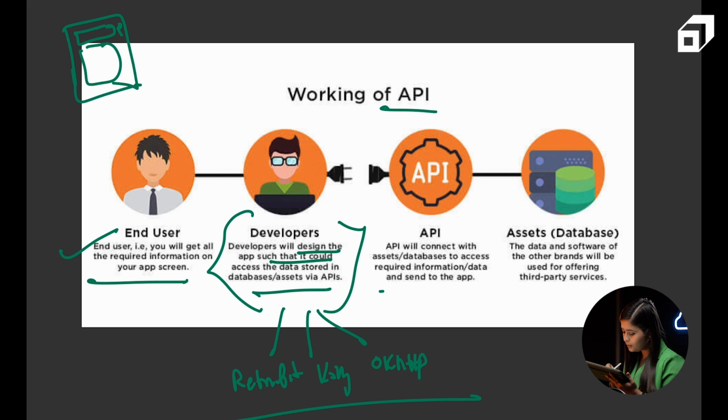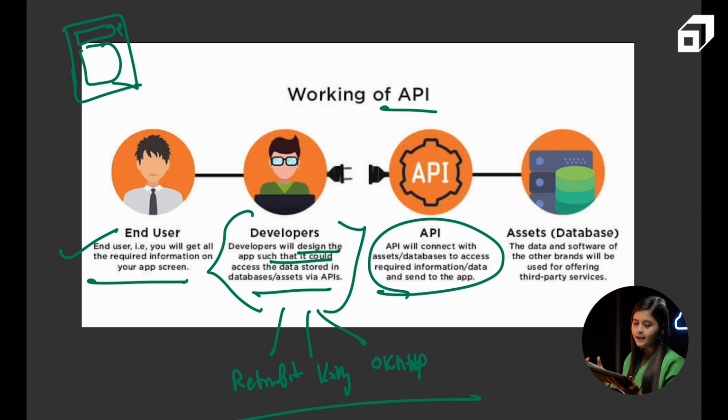Perfect. So talking about APIs, what are APIs? API will connect to the database to access the required information and send it to our application. Right now it's all theory, but when I implement it and write the code in the application, it will become quite easy for you to understand. And assets or databases, it's self-explanatory. Databases are the place where all the data is stored, right?